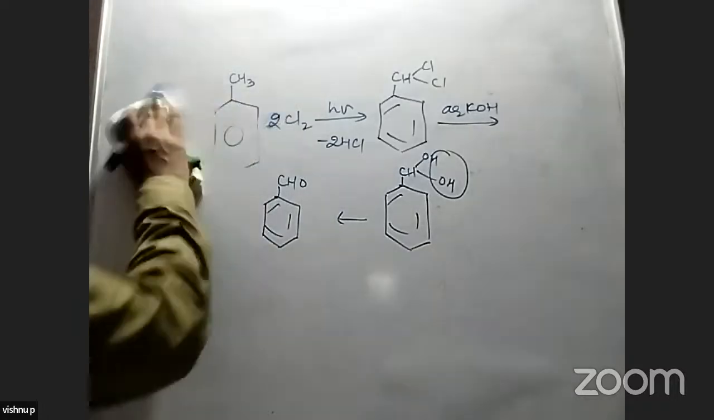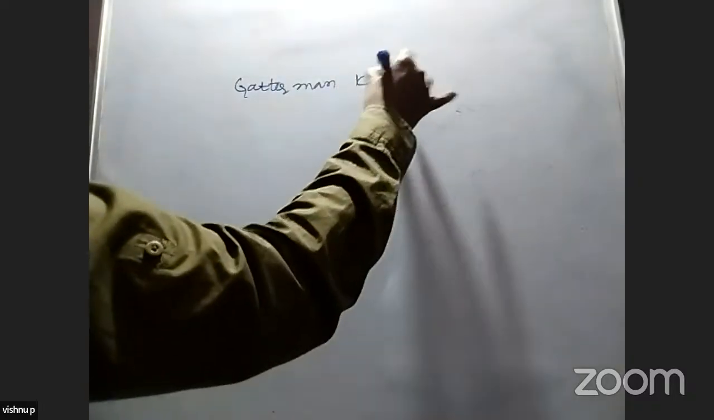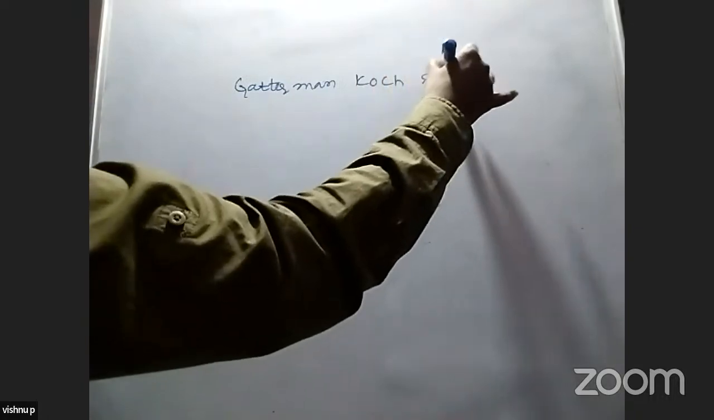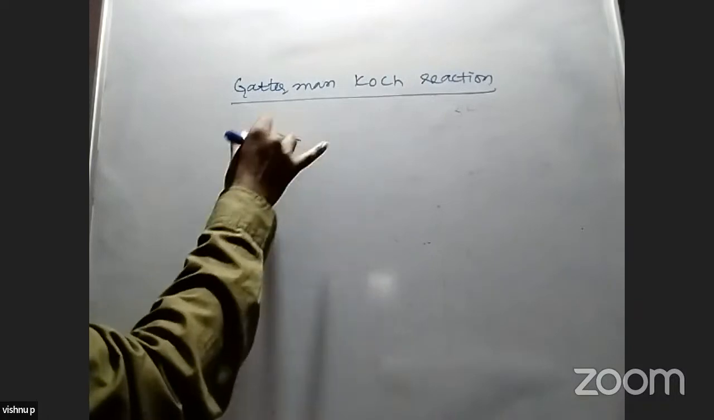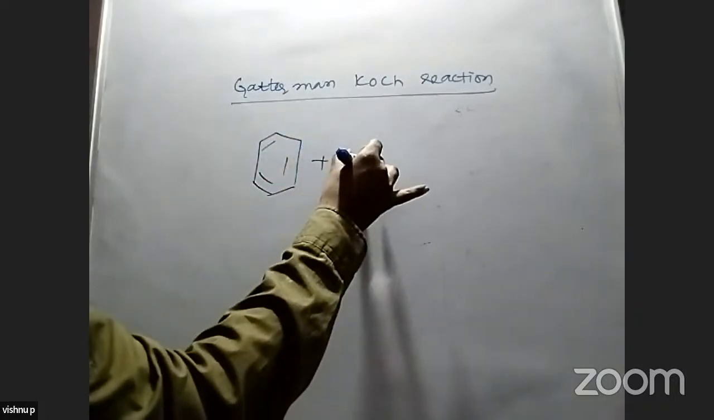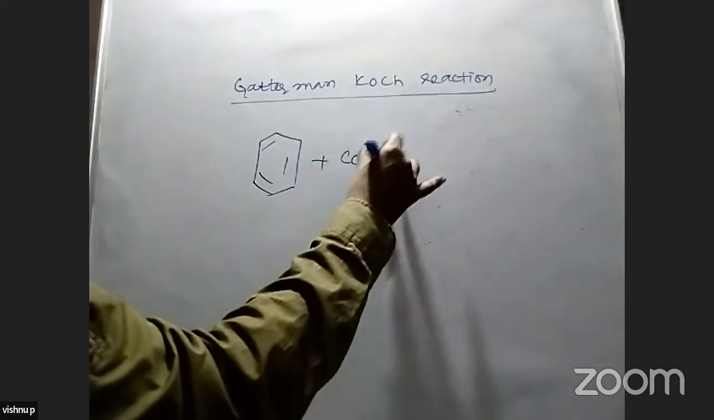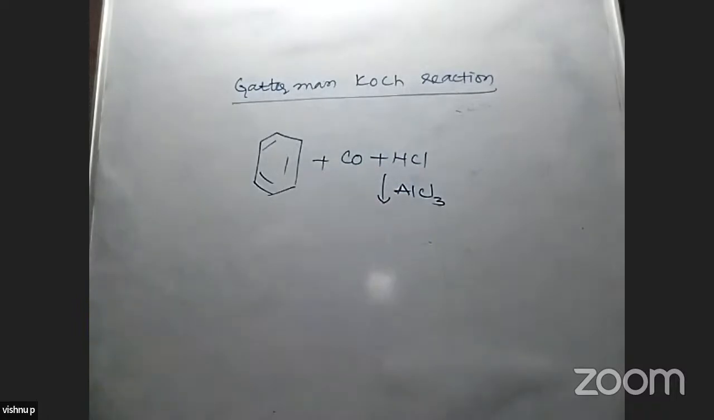Next, one more preparation method is the Gatterman-Koch reaction. Gatterman-Koch reaction, not aldehyde synthesis, Gatterman-Koch reaction. In this reaction, benzene is treated with CO in presence of HCl and AlCl3.